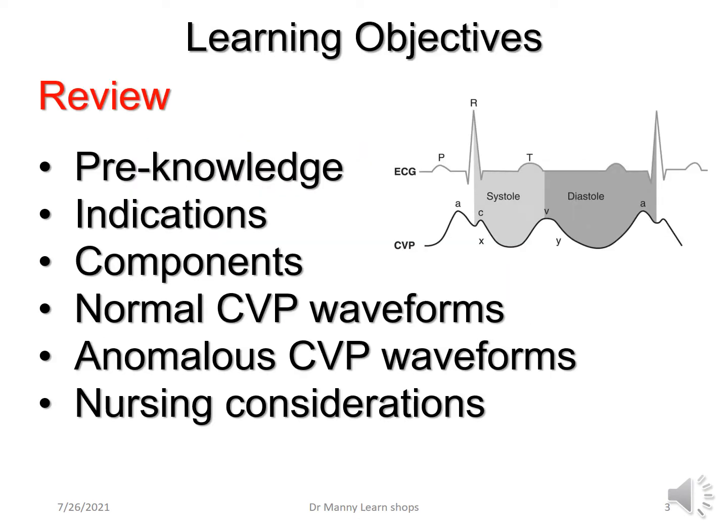So what are your learning objectives? Well, for this session, we're going to do a pre-knowledge review, as we always do. Look at the indications, components, some of the normal CVP waveforms, and some of the anomalous CVP waveforms, and what nursing considerations you should think about when caring for a patient with a central venous pressure.